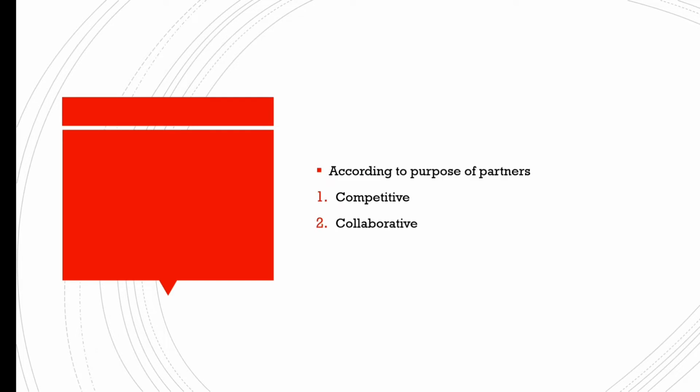Next we can see benchmarking according to the purpose. According to the purpose of the partnership, the benchmarking process is classified into two main categories: competitive and collaborative. In competitive benchmarking, the primary purpose of partnership is to be the best among all health organizations.